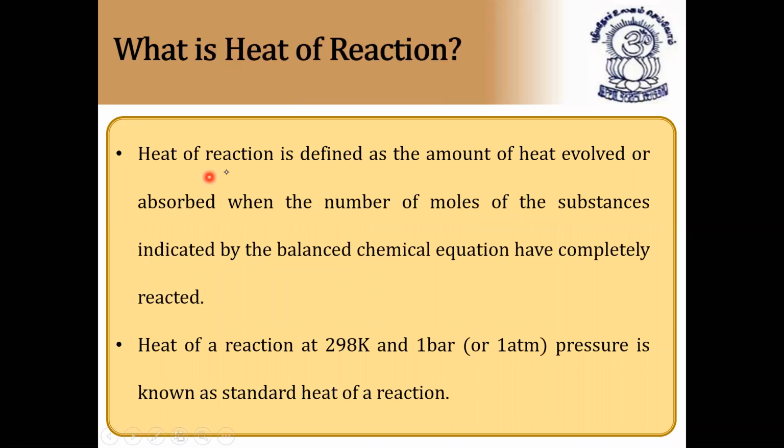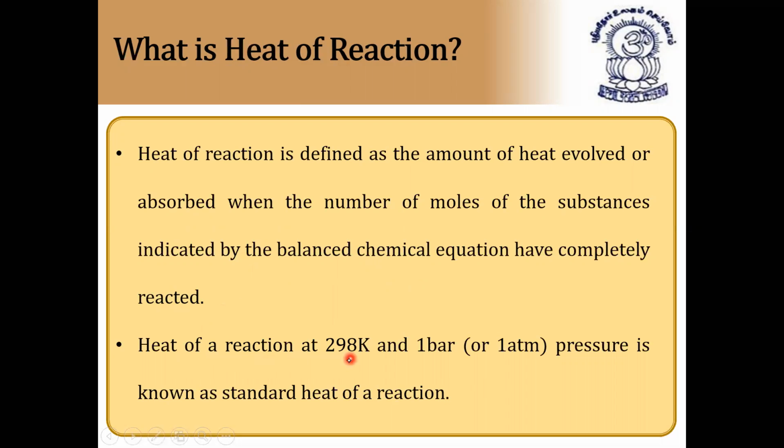What is heat of reaction? The heat of reaction is defined as the amount of heat evolved or absorbed. Either it can be endothermic or it can be exothermic. Evolved means exothermic, absorbed means endothermic. This is when the number of moles of the substances indicated by the balanced chemical equation have completely reacted. So the heat of reaction is nothing but the amount of heat evolved or absorbed when the number of moles of the substances indicated by the balanced chemical equation have completely reacted.